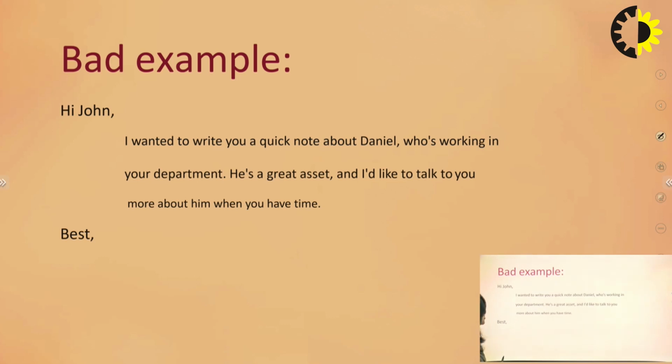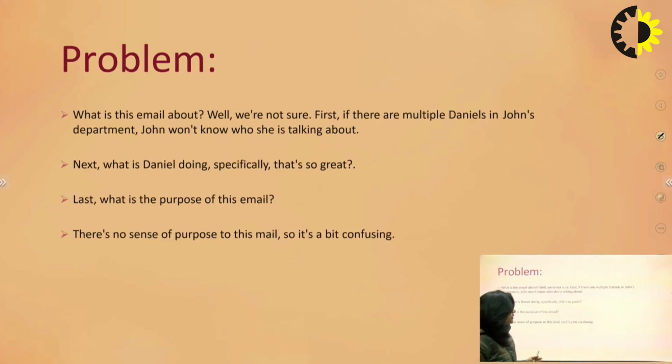Hi John, this is an example now of a message which doesn't have clarity. I wanted to write you a quick note about Daniel, who is working in your department. He's a great asset and I would like to talk to you more about him when you have time. Best regards. So again here, this message is not clear because we don't know who Daniel is. There may be more than one person having the name Daniel, right?